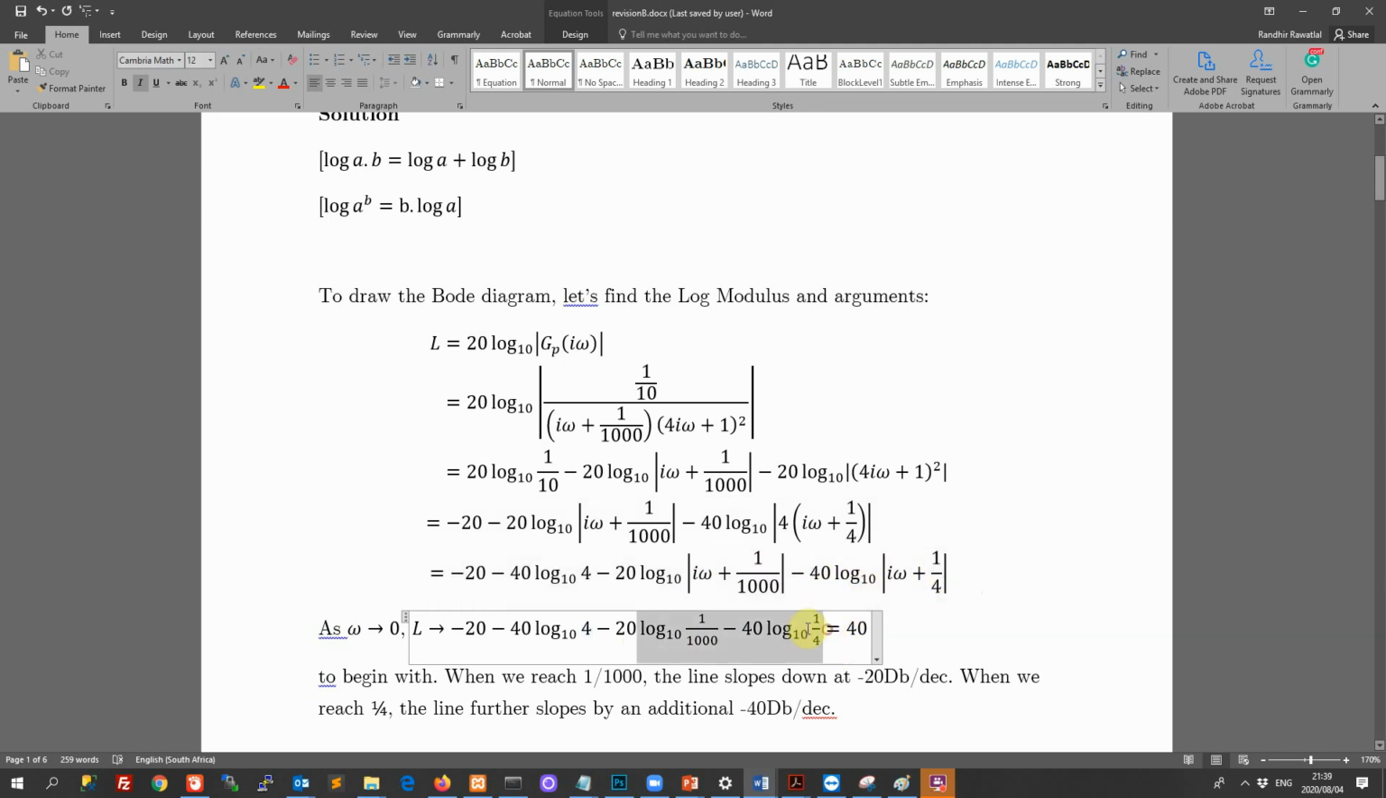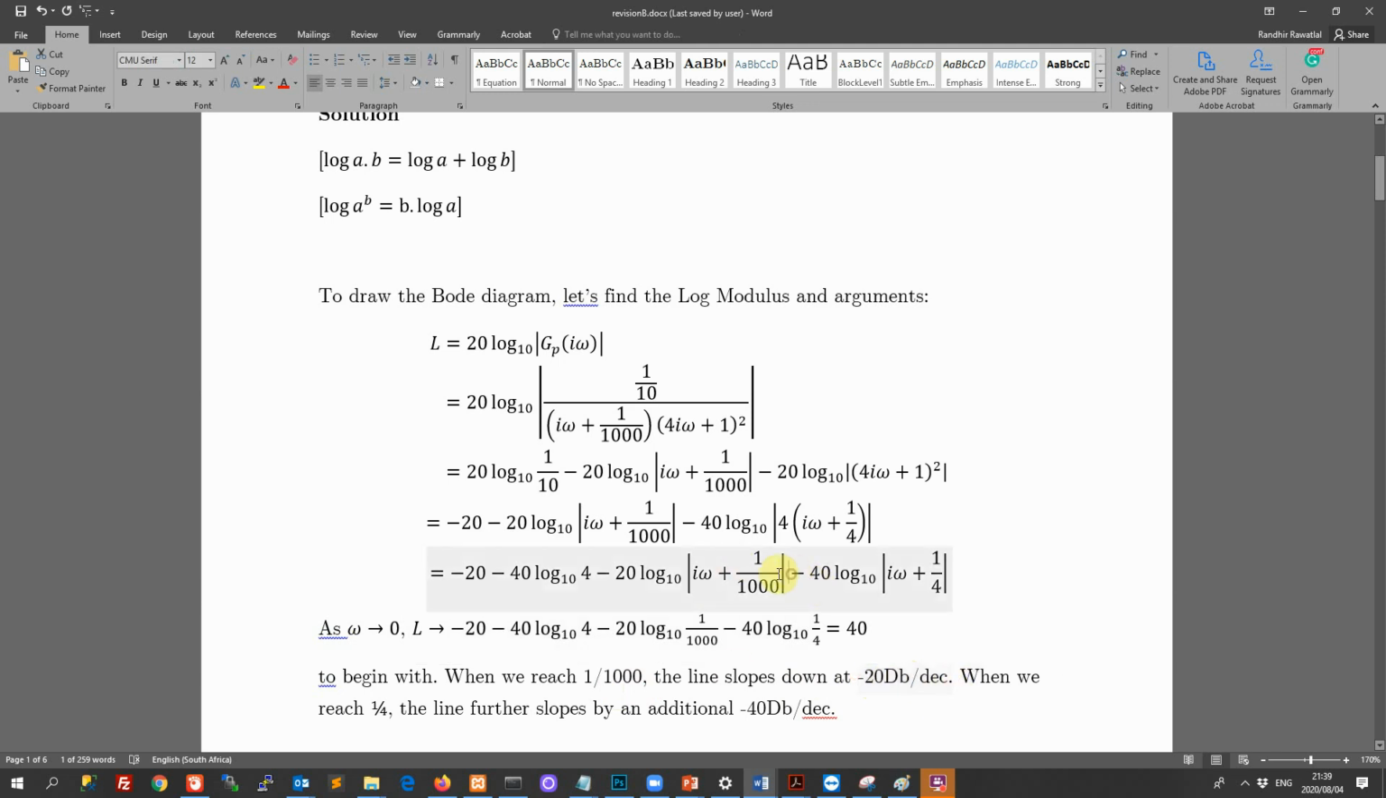By the way, you should recognize that these two will cancel. Anyway, you can just work this out as a number, and we'll get a value of 40. So when omega is 0, we have an L value of 40. And then as omega increases, and when we reach 1 over 1,000, like we said, the line begins to curve, and then we will get that going down at minus 20 decibels per decade.